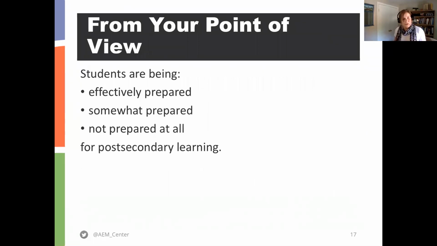So from your point of view, in your setting or in general, are students being effectively prepared for post-secondary, somewhat prepared, or not prepared at all? And this could be true for either higher ed or moving on to workforce. Whatever plan has been determined jointly with the student to be most likely a successful post-high school experience for them. Are they being effectively prepared, somewhat prepared, or not prepared at all for those settings?